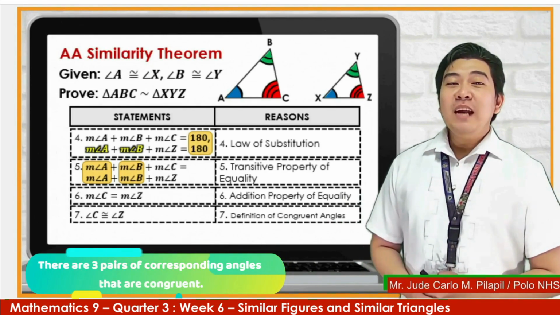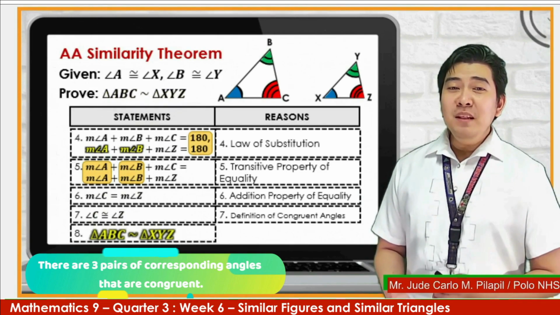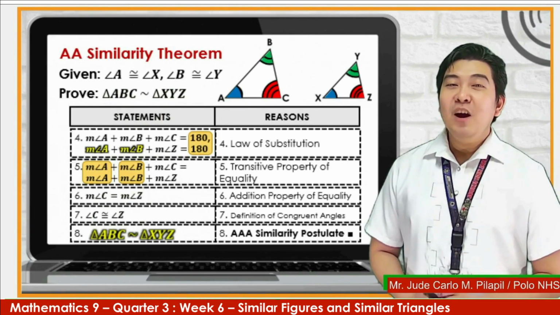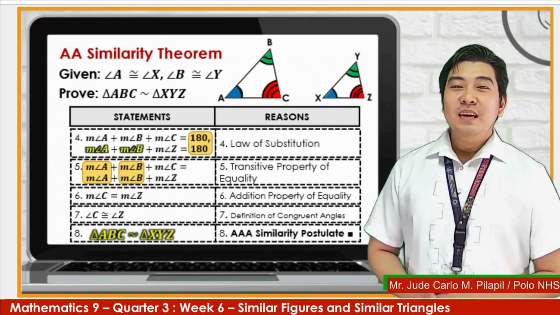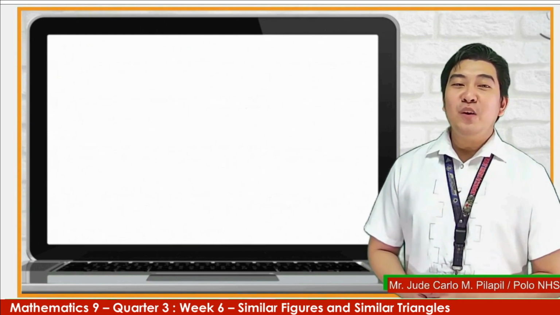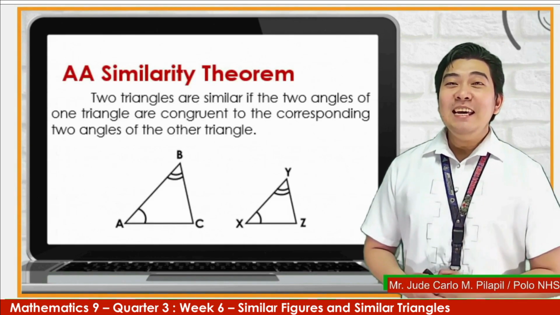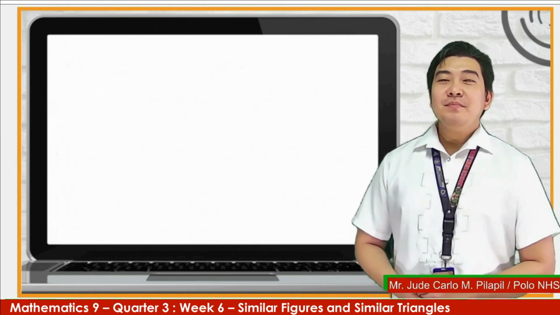Lastly, the two triangles ABC and XYZ are similar. What is the reason for that? Because of the AAA Similarity Postulate. We have already proven the first theorem on triangle similarity, which is the AAA Similarity Theorem. Let us have an example.